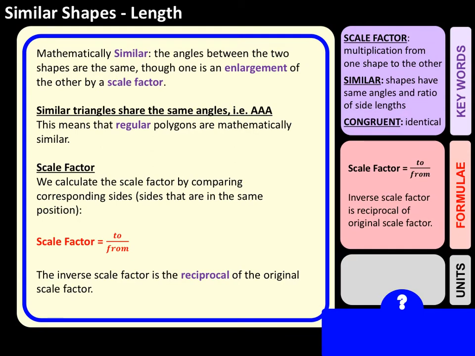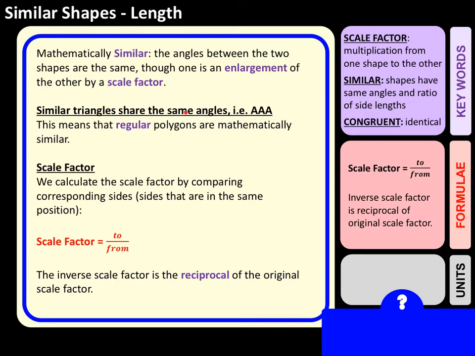We're going to make a note of this entire box here. So mathematically similar means that the angles between the two shapes are the same, but one is an enlargement of the other. So if we think about the previous example with the photos, it was 90 degrees in every corner of the photo and one was just larger than the other.